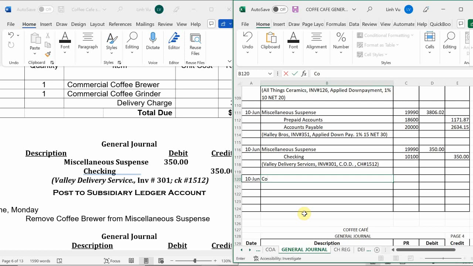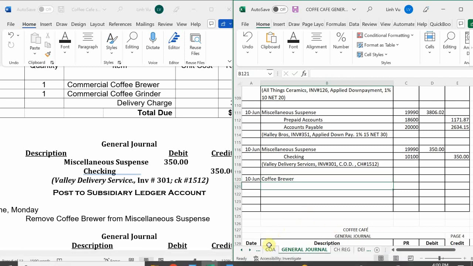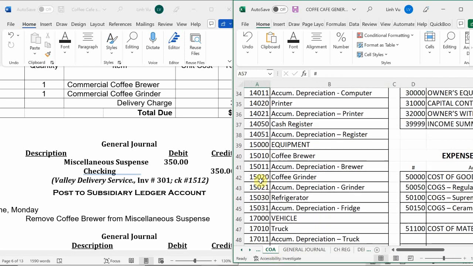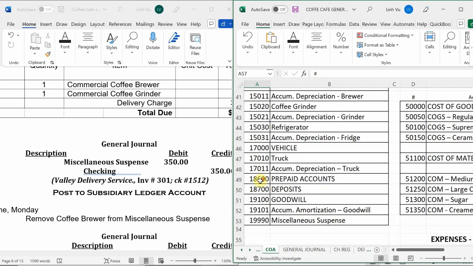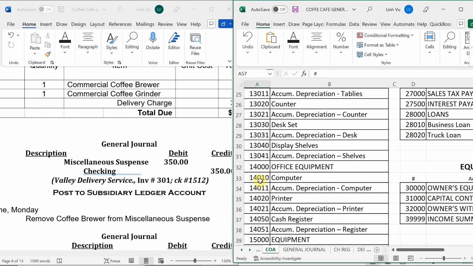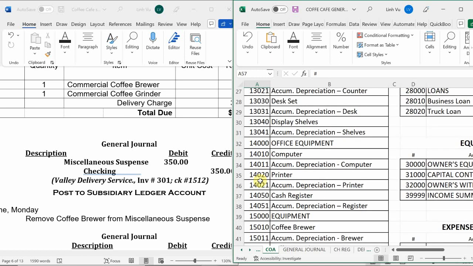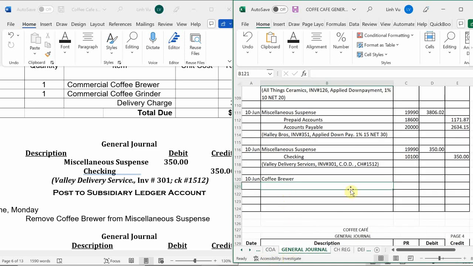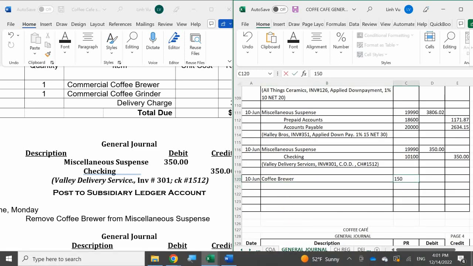Now in this case, I only want you to remove the coffee brewer. Leave the coffee grinder because that one still has work to be done. So in this case, exactly what you said. We already know we have a coffee brewer account. We know that from the very beginning of the lesson, where we purchased our business. The first thing that they had was a coffee brewer. So let's locate where that is, coffee brewer. Your coffee brewer is going to be 15010. And of course, we already know what our miscellaneous suspense account is.